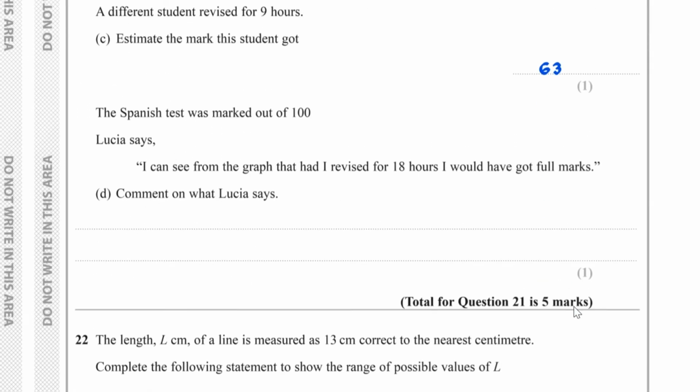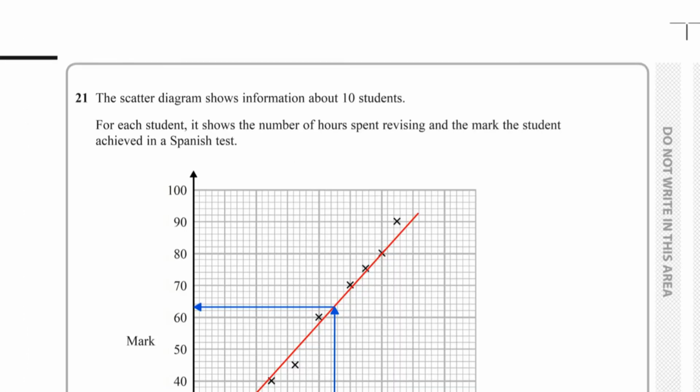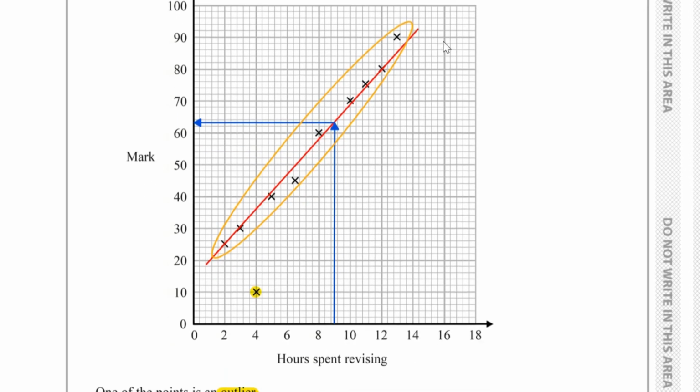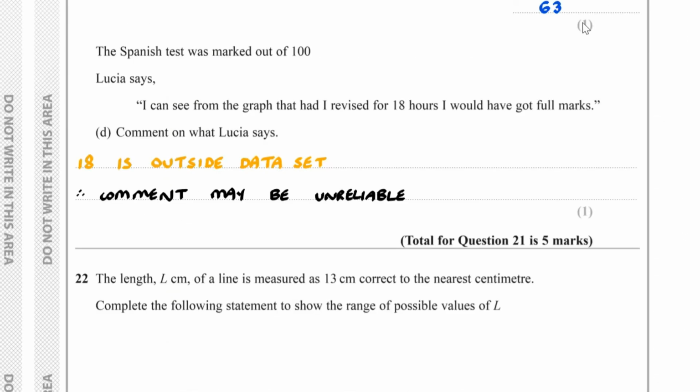Then the Spanish test was marked out of 100, and Lucia says, I can see from the graph that if I'd revised for 18 hours, I would have got full marks. We have to comment on what Lucia says. Well, if I take a look at the points I've got, what I can see is 18 is outside the dataset. The comment may be unreliable.